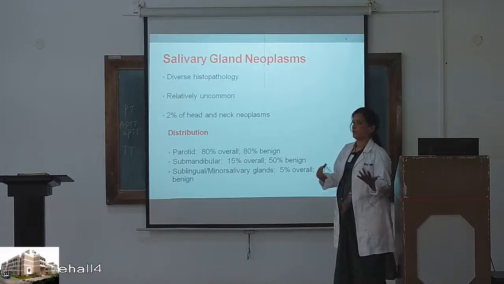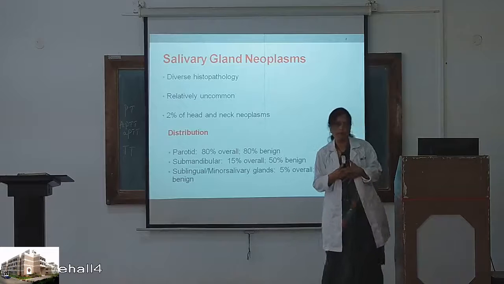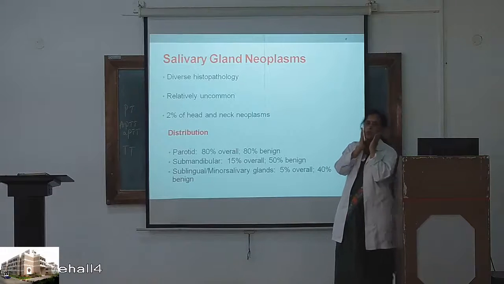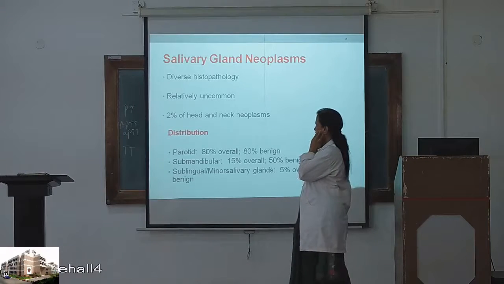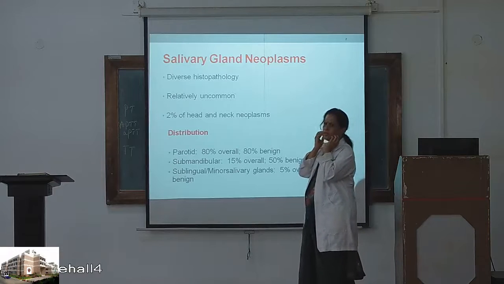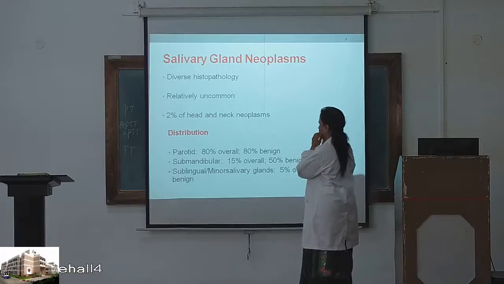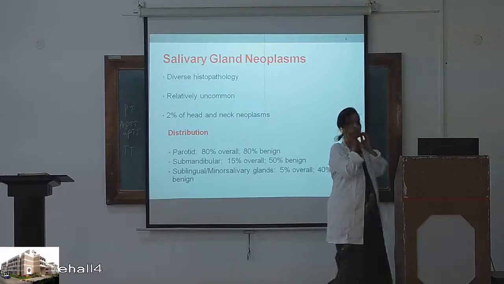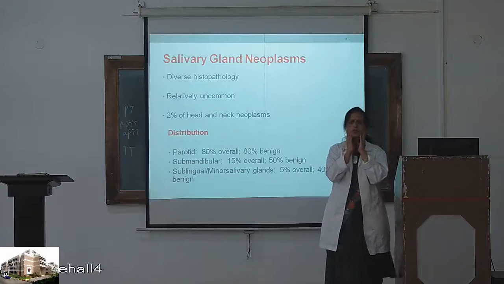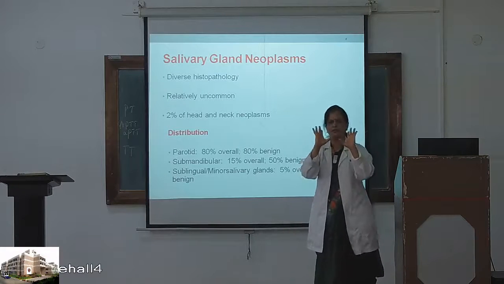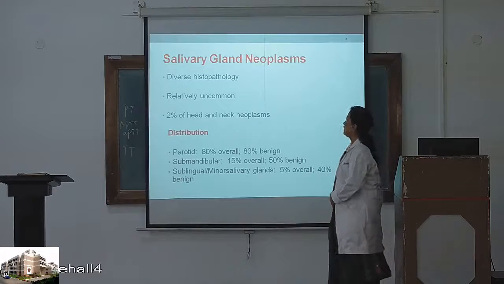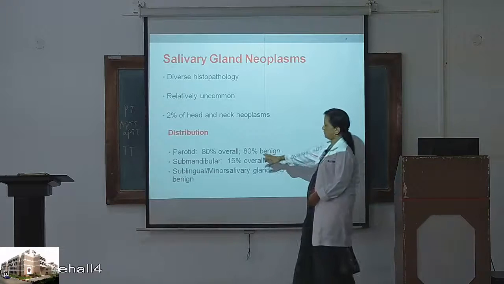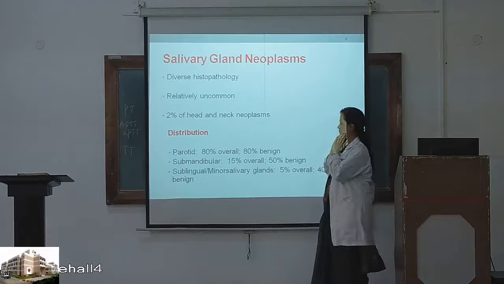And when we look at the salivary glands which are affected by this neoplasm, most common is parotid. So 80% of all the salivary gland tumors occur in the parotid. And when we look at these tumors that occur in the parotid, most of them, 80% are benign. That's a happy news, right? Then submandibular. Say about 15% affect the submandibular.